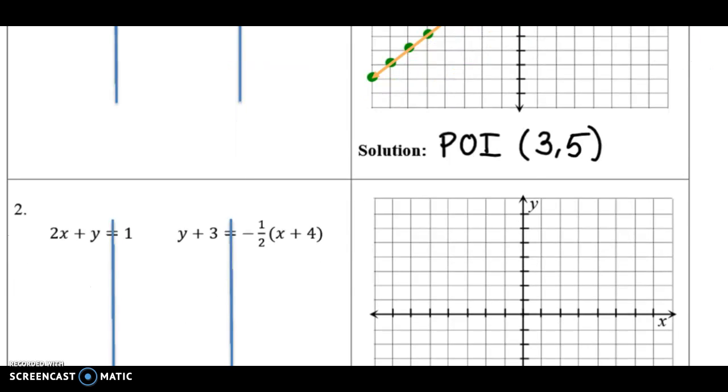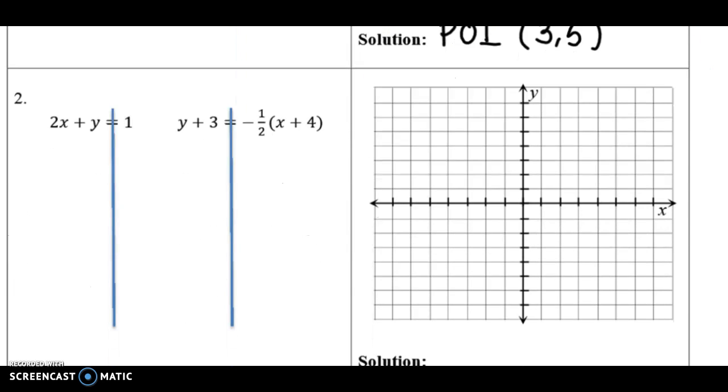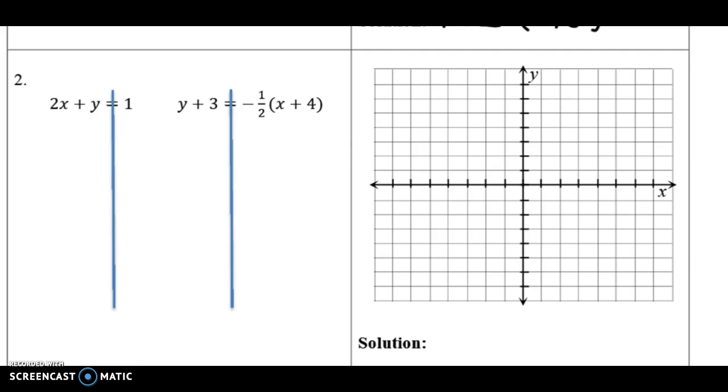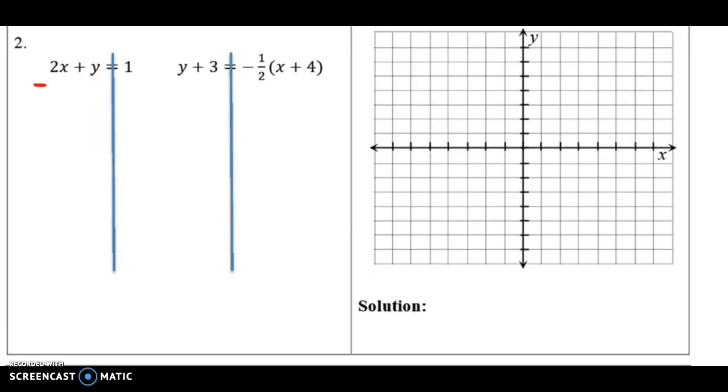Moving on to the next question. Question number 2. 2x plus y equals 1. To get rid of the 2x and get y by itself, I have to subtract 2x from both sides. So my new equation will be y equals negative 2x plus 1, because the 1 was positive.